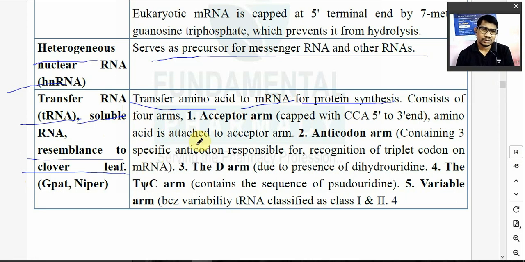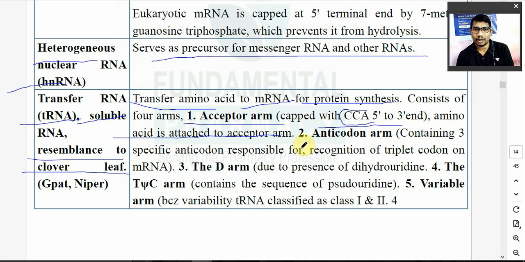It consists of different arms. There are 4 arms. इसमें 4 आर्म होते हैं. पहला आर्म होता है आपका acceptor arm. So acceptor arm, it is an acceptance site for the amino acid. Now this arm is capped with the CCA 5' end. तो जो 5' end होता है ये आर्म में, उसके ऊपर ये 3 न्यूक्लियोटाइड बेस होते हैं ना, साइटोसिन एंड एडेनिन, CCA. So acceptor arm is capped with the CCA at 5' to 3'. The amino acid is attached to an acceptor arm.